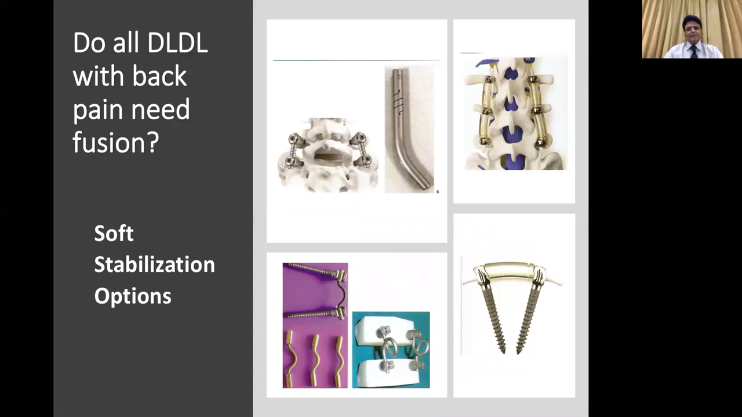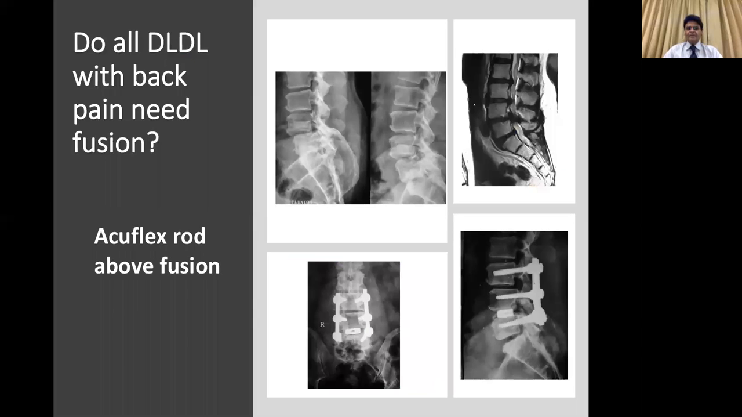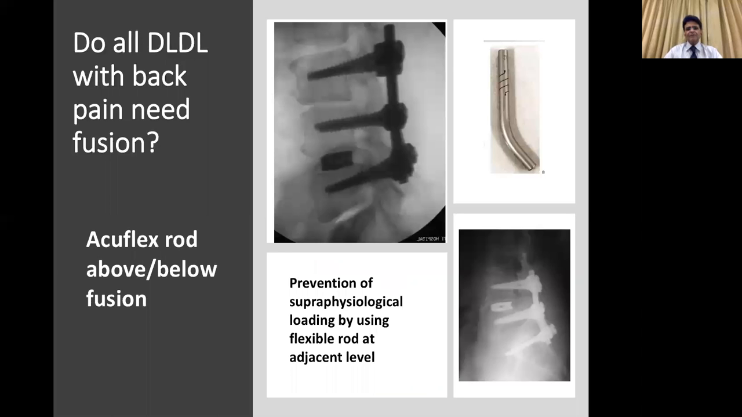Coming to that part, which probably excited me a lot and still is probably the future. Do all degenerative lumbar disc lesions need a fusion? Are there soft stabilization options available? Yes, there are. We did use a lot of them where we would decompress two levels, but we would fuse just the lower level where there was an instability and decompress and do a more sort of fused upper level, allowing some physiological movement.